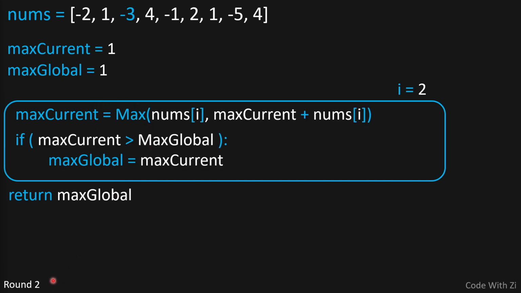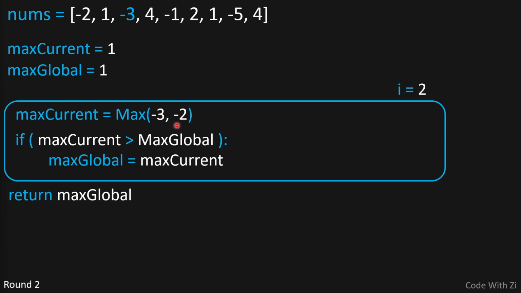And then we're gonna finish this round in our loop, and we're gonna enter the next round. As you can see, we are in the second round. In this round, our I is pointing to this number because this is the number with the index of 2. So we have -3. So we're going to calculate max current again. We're going to say max current is equal to the maximum number between nums of I and max current plus nums of I. Well, nums of I is going to be -3. Max current plus nums of I is going to be 1 plus -3. And this is going to give us -2.